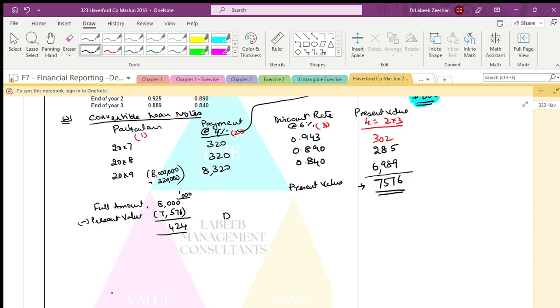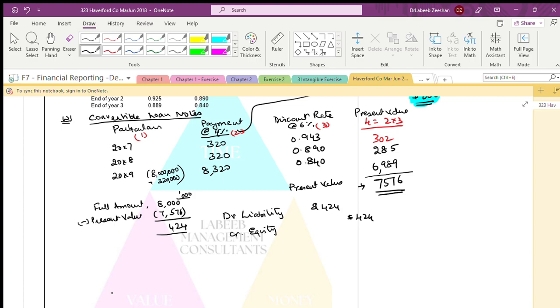What we have to do? Debit will be the liability. How much is there? 424. And credit will be the equity. Now, how much is the liability? The convertible loan liability is 7576.